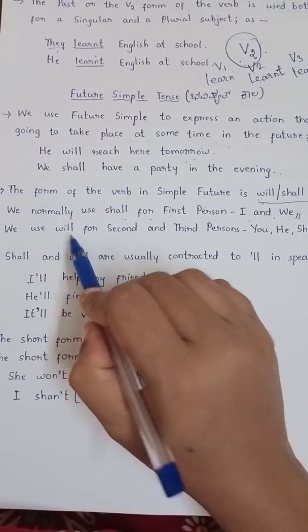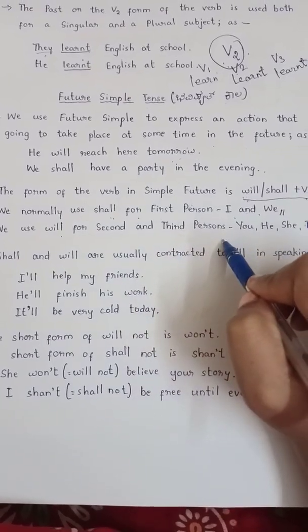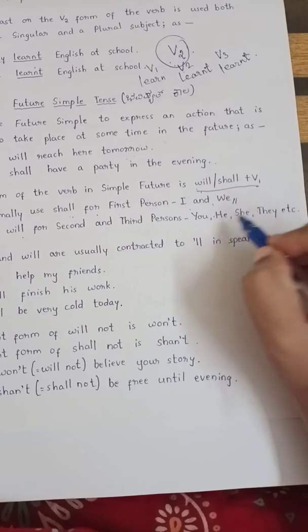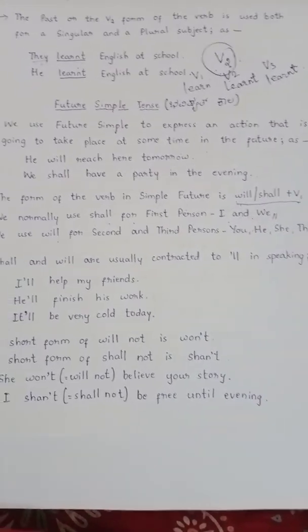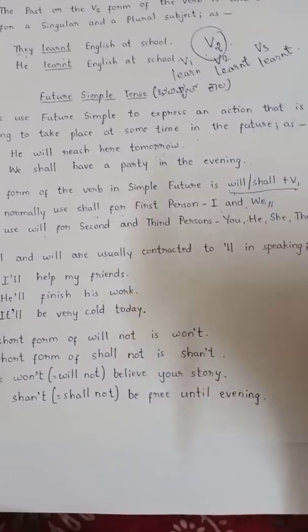When we will use will, we will use will for second and third persons. Okay, that is you, he, she, they, etc. When there is a plural and when there is you, he, she, they, what will we do?